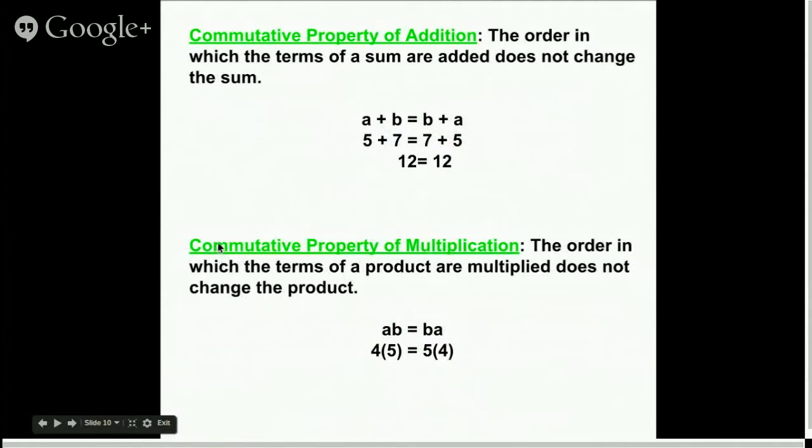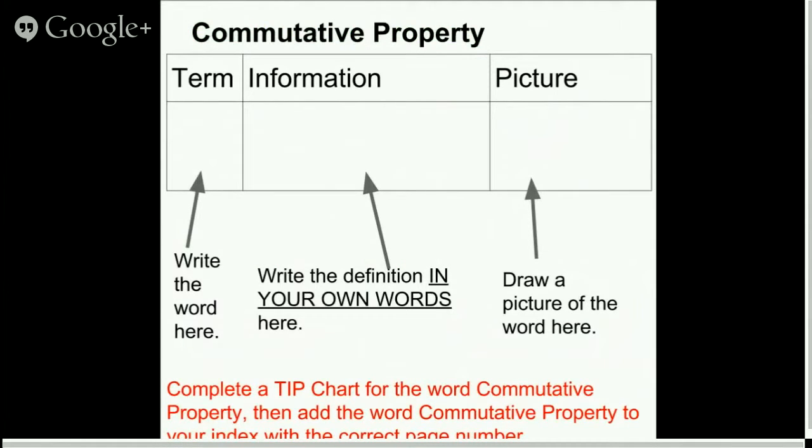And the reason it's called commute, one way I've heard it said is you commute to school and you commute back. It doesn't matter which way you go. It's the same distance either way. So, all right. In your own words, define the commutative property in that tip chart. Go ahead and pause it.